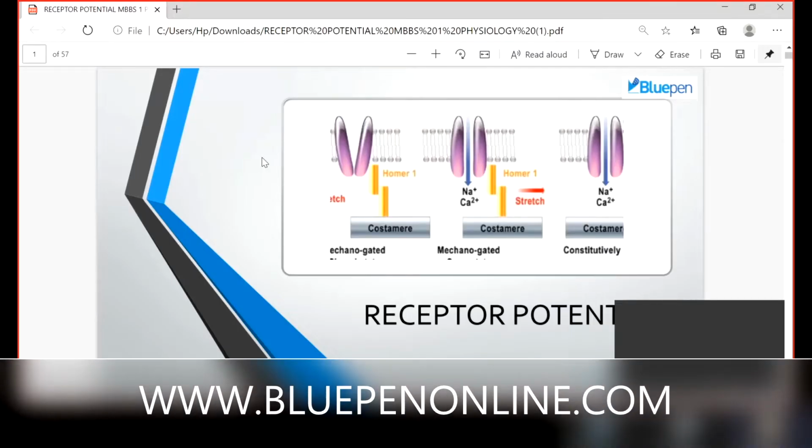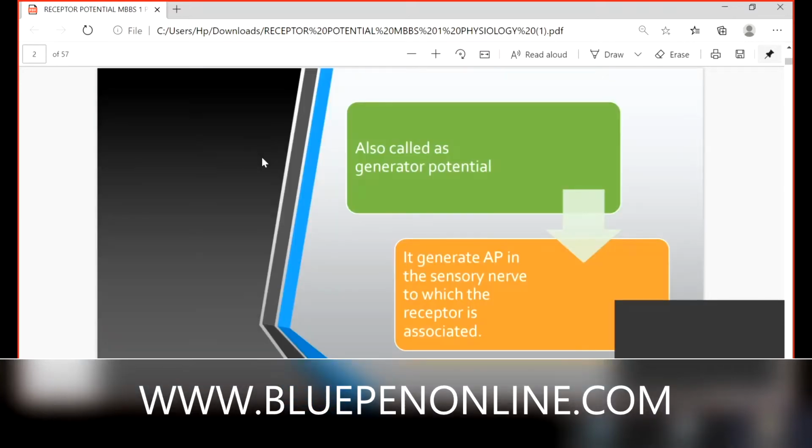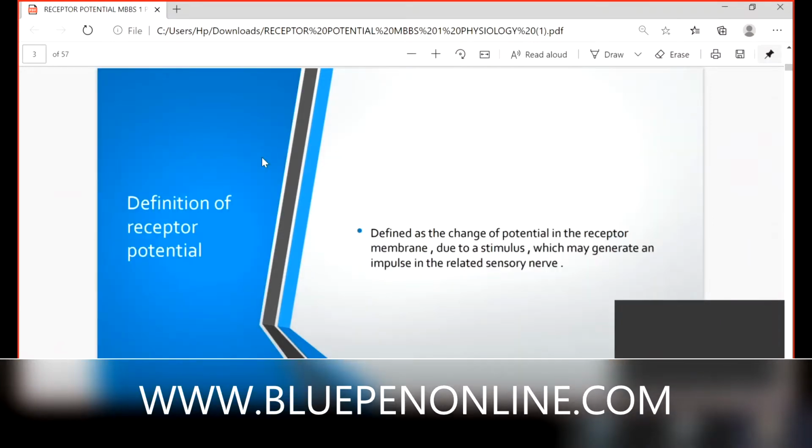Now, today we'll go to the receptor potential. It is also called the generator potential. It generates an action potential in the sensory nerve associated with it. Now next comes the definition of a receptor potential.